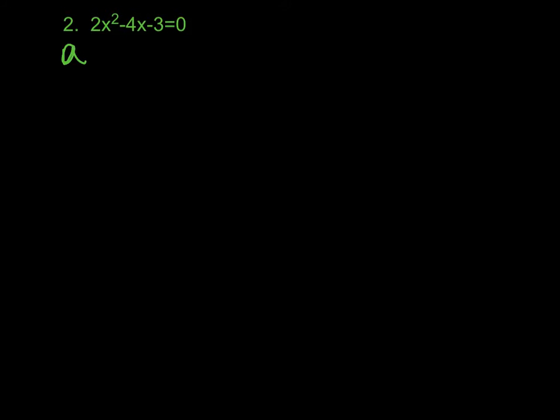So here, we're just going to say that a is the number, remember, in front of the x squared term. b is the number that is next, in front of the x term, which would be negative 4. And c is the number that's the constant by itself, which is negative 3.